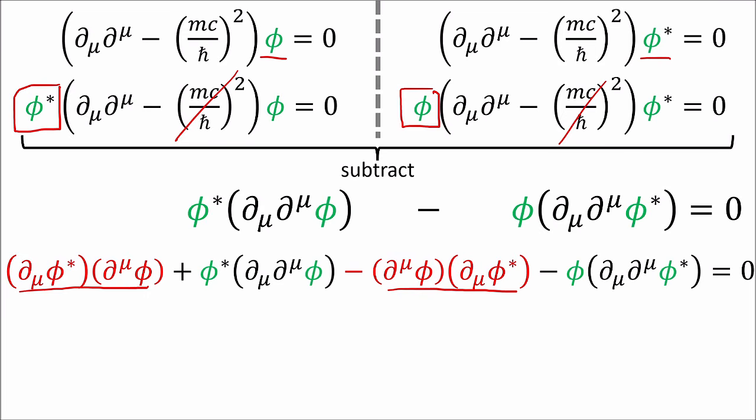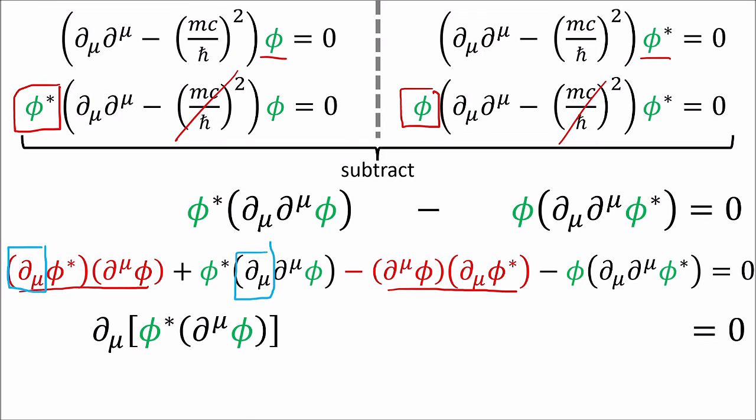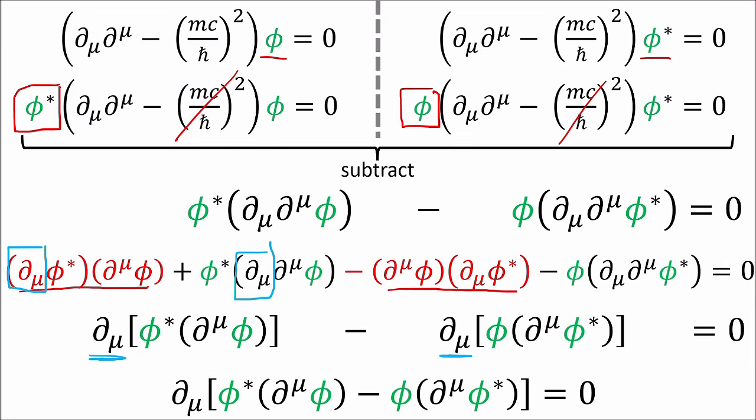These first two terms have a lower mu derivative on the left in the first term and on the right in the second term, so they can be grouped together using the product rule in reverse. The same is true for grouping the third and fourth terms. Overall, we get this equation here equaling 0.